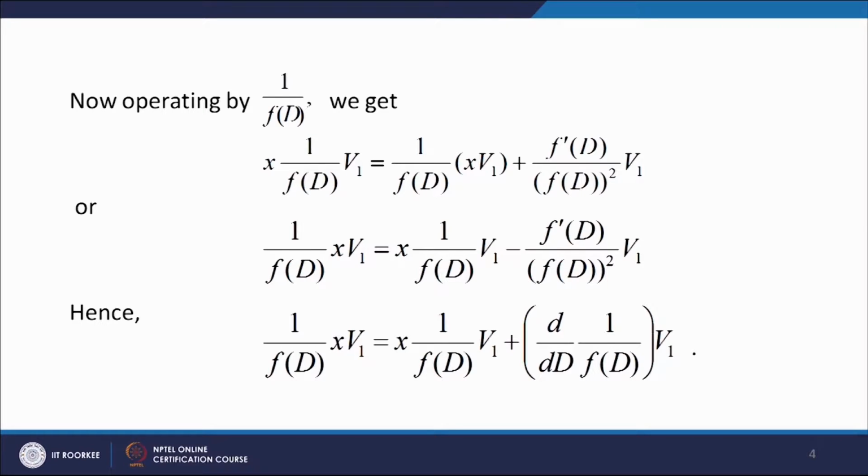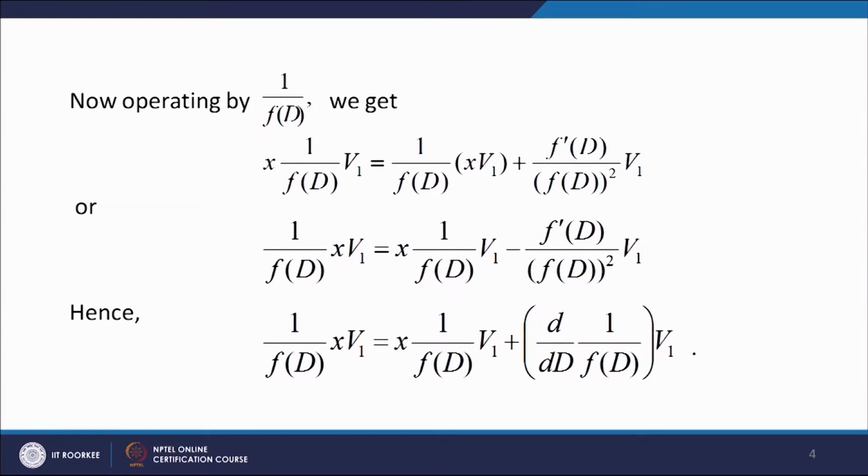So, 1 over f(D) operating on x b1 is x times 1 over f(D) operating on b1 minus f'(D) over f(D) whole square operating on b1. This can be interpreted as the derivative of 1 over f(D) with respect to D, like we differentiate 1 over x with respect to x. So, minus f'(D) over f(D) whole square can be interpreted as the derivative of 1 over f(D), and that is operated on b1.